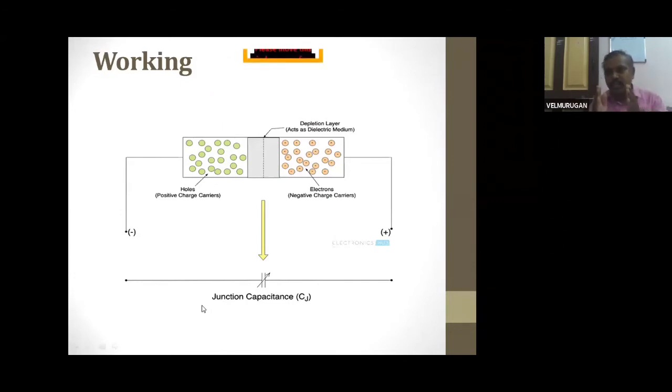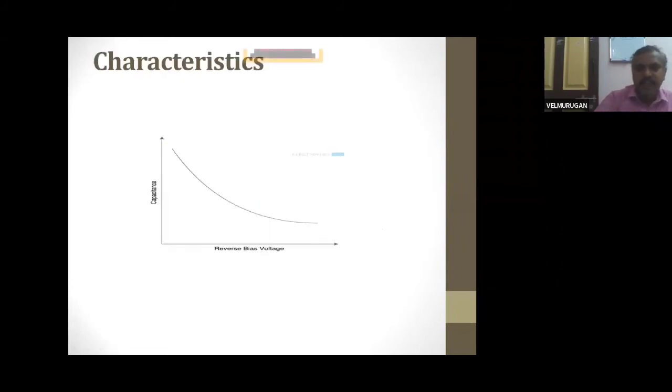It will charge 2 seconds. It will discharge 1 second. Okay, same function doing here. That is a variable junction capacitance. This is the normal PN junction, P type and N type material. Then newly added here is the dielectric medium, or depletion layer. When your depletion layer acts as a dielectric medium, it will hold in between P and N type. Clear? Then this is for the reverse bias voltage, the VI characteristics, capacitance and reverse bias.